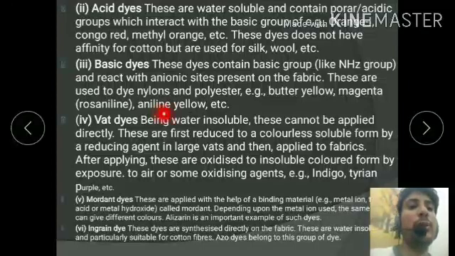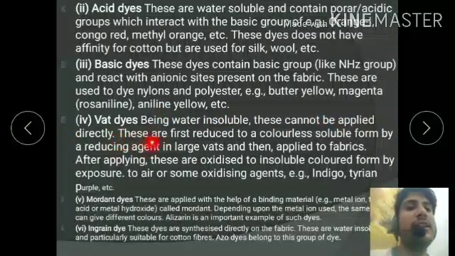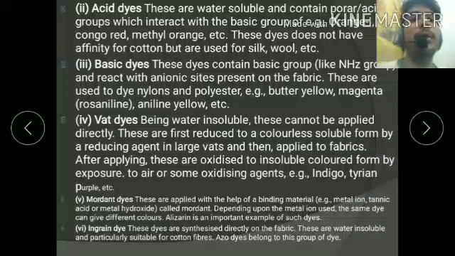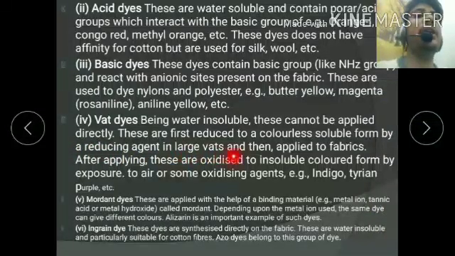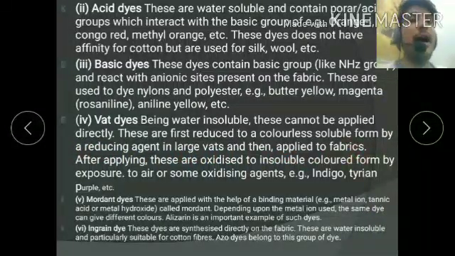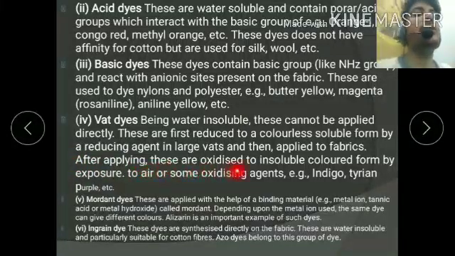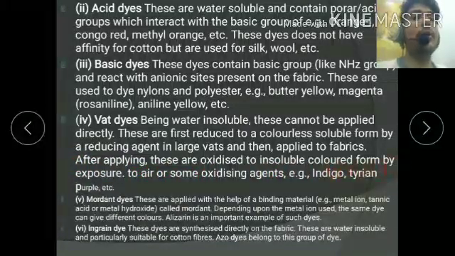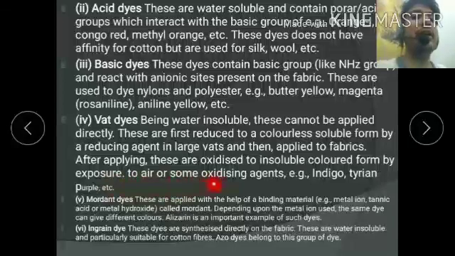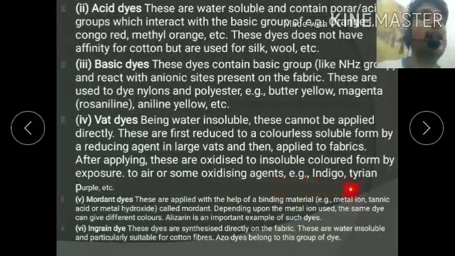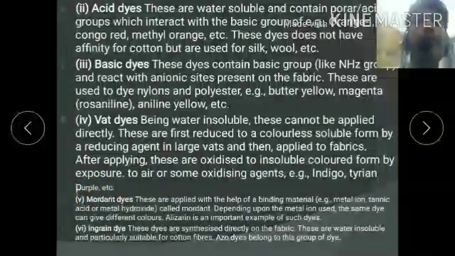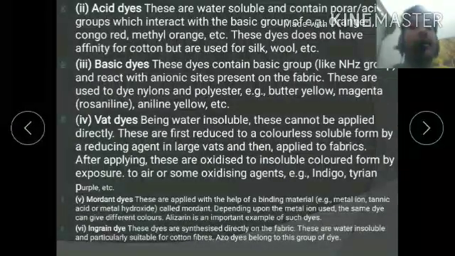Being water insoluble, these cannot be applied directly. They are first reduced to a colorless soluble form by a reducing agent in a large vat and then applied to the fabric. After applying, they are oxidized to an insoluble colored form by exposure to air. Some examples are indigo, tyrian purple. These are examples of the vat dye.